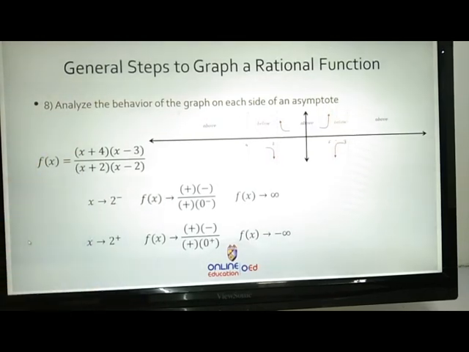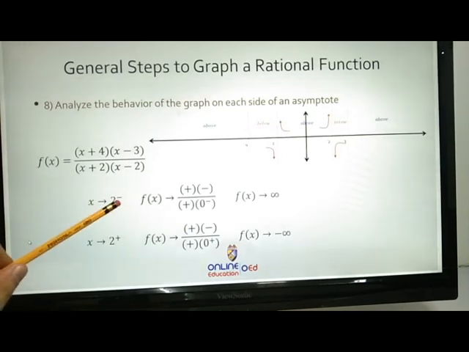Next, another one, for x is positive 2. Okay, so x is positive 2 naman.